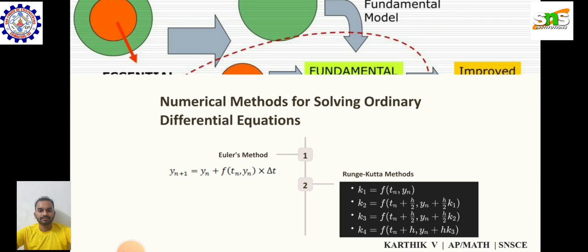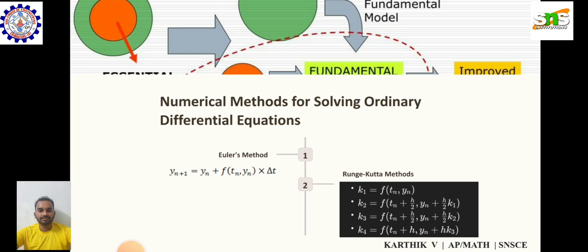The formula for updating the solution using Euler's method is y(n+1) = yn + f(tn, yn) * del t. Yn is the approximation of the solution at time tn. f(tn, yn) is the value of the derivative of the solution function at time tn and yn. Del t is the step size. Y(n+1) is the updated approximation of the solution at time t(n+1) = tn + del t. Repeat until you reach the desired endpoint.